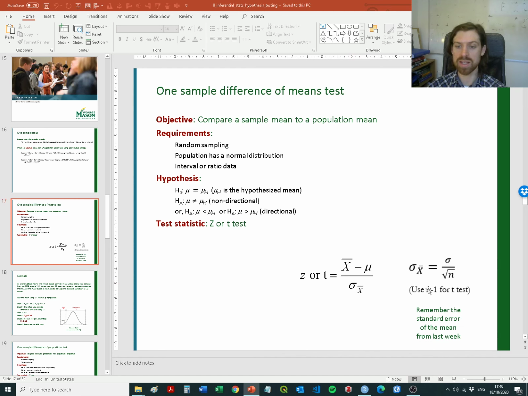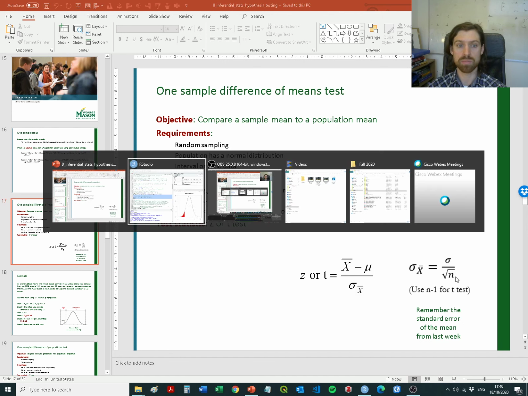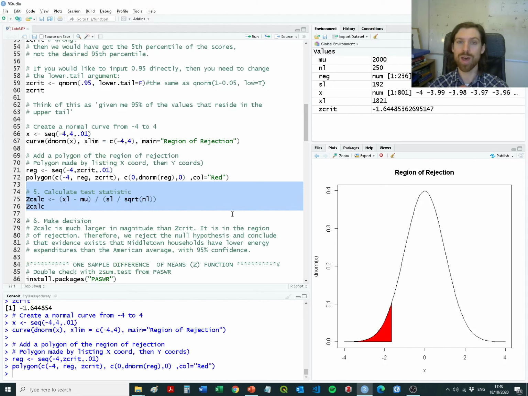This is how we calculate the standard error of the mean. It's the standard deviation divided by the square root of the sample size. I hope that equation is relatively clear to you. Now let's do it.